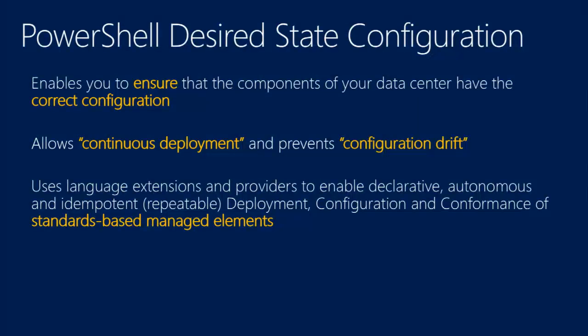Great. So now this PowerShell Desired State Configuration, what is this all about? Well, it allows you to ensure that the components of your data center are all configured correctly. You're going to have these declarations, apply them to a set of machines, and then you're going to be assured that those machines are in that configuration. It allows this notion of continuous deployment and prevents configuration drift. Like, I've got so many moving parts and so many people doing stuff, is it in the right state?